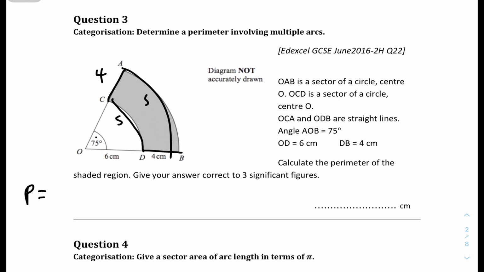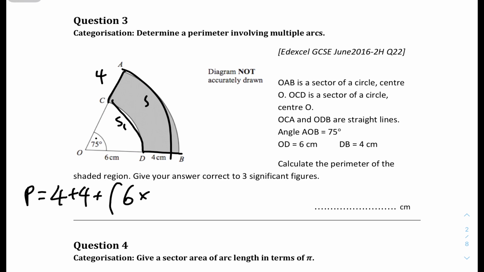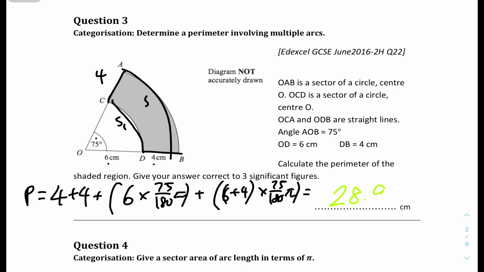Perimeter equals 4 plus 4 plus, let's find this S1. Because the arc length 1, the smaller one, will be S equals r theta, which is 75 over 180 pi, plus the bigger arc length, which is 6 plus 4 for the radius, so 6 plus 4 times 75 over 180 pi. And if you add everything up, you get a final value of 28.9 centimeters, and that's the answer.